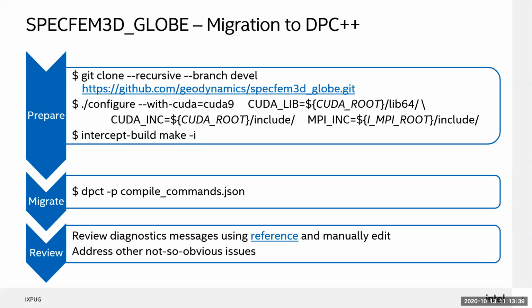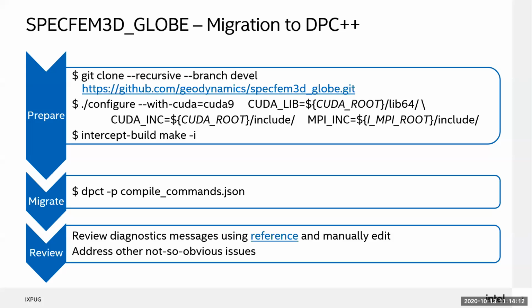As the third step, instead of just building, we start with intercept build and then pass the make command to it. In this case, I've given an extra argument -i to ignore all the make errors if you get any, and just care about what the compilation commands used to build this application are and log them in a compilation database. So usually you can use the same steps, intercept build make -i, with any application, not just SPECFEM3D Globe. Once this completes, the preparation stage is done.